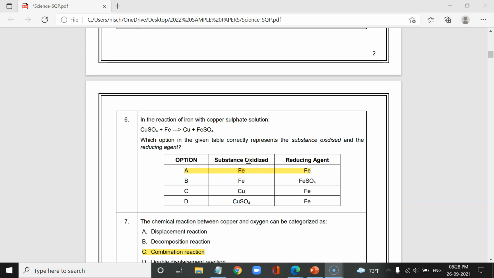So here we already know that it's asking for the substance oxidized. We know that the substance that gains oxygen would be the oxidized substance. In this case, iron is gaining oxygen here, so iron is the substance being oxidized. And what is the reducing agent? We also know that the substance that's oxidized is the reducing agent. So the reducing agent is also iron. So the correct answer would be option A, and it's confirmed correct because we've got the answer to it.